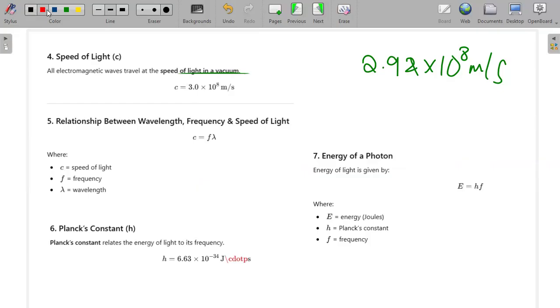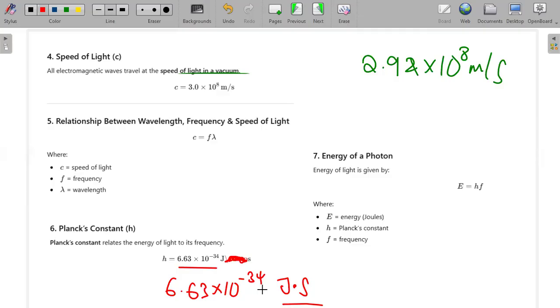The other thing that we need to talk about is Planck's constant. Planck's constant is simply a value. Planck's constant is 6.63 times 10 to the power minus 34 joule seconds. Those are the units there. So that is just Planck's constant.